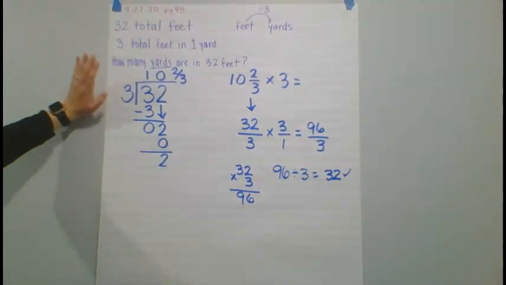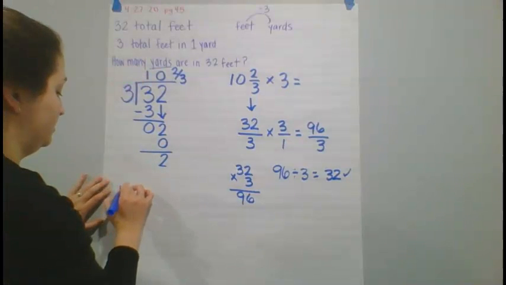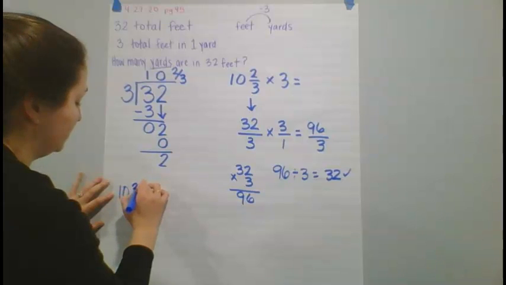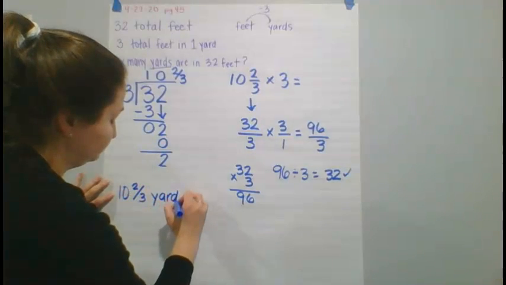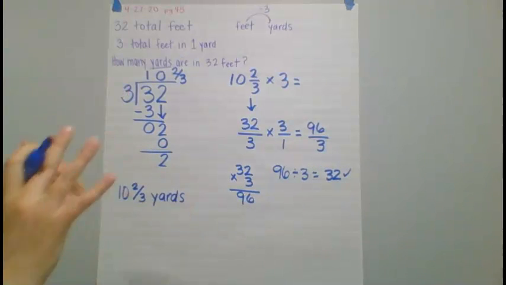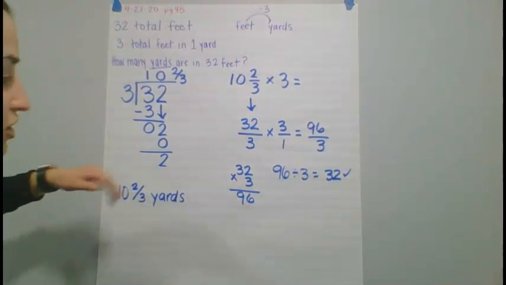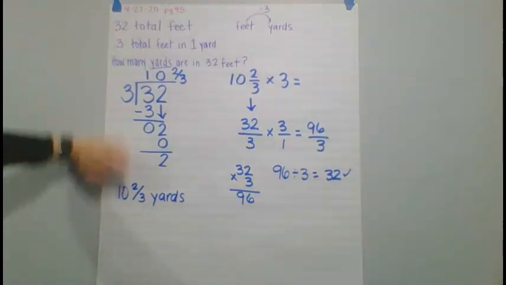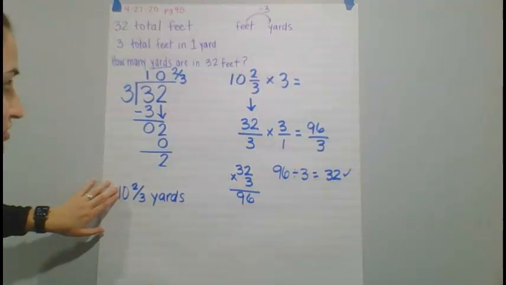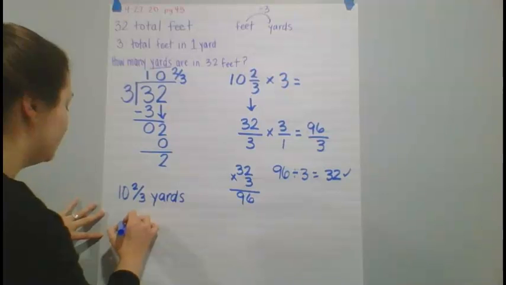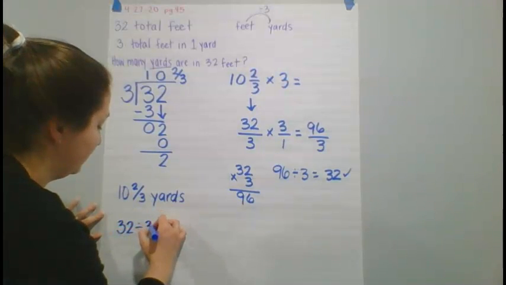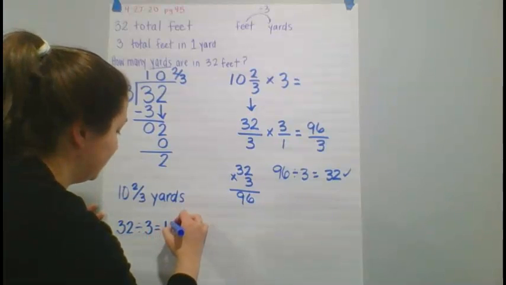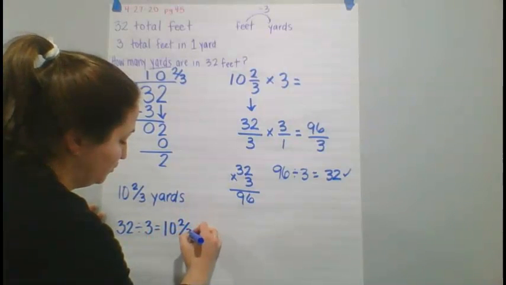So there are 10 2/3 yards when we converted from feet to yards. There are 32 total feet, and that is equal to 10 2/3 yards. And how we solved that is we took 32 and we divided by 3 and got 10 2/3.